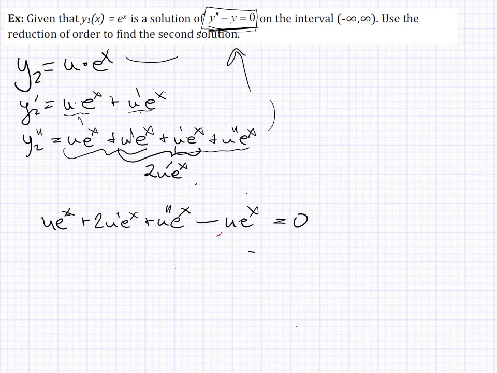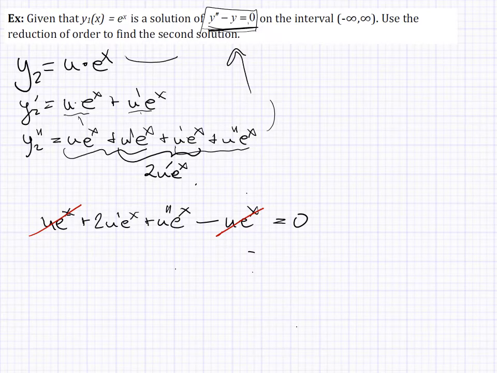Notice these two cancel each other out, which is that thing we talked about where the first solution should give you 0, all the pieces should give you 0. So that's all the pieces that have the u in them. That was one thing we looked at.